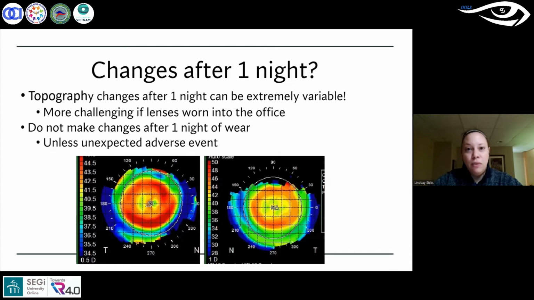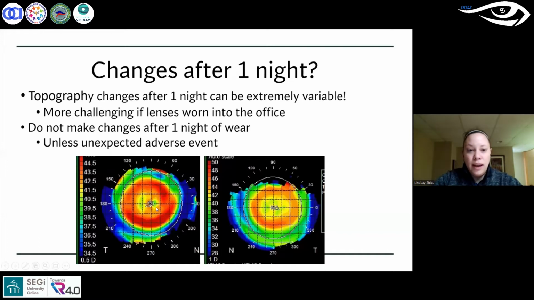So my mantra moving forward is, I never make changes after one night of lens wear. So on that day one visit, I'm never changing anything, unless there is some gross fit problem, or something that's going to harm the patient. But if they are getting some level of central flattening, if their vision is improved somewhat, if their over-refraction is what I expect, and they're not having any adverse events, corneal staining, things like that, then I would let them continue on. So here are some examples of the variability that I've seen after one night of lens wear.